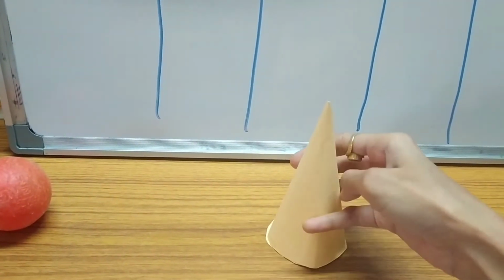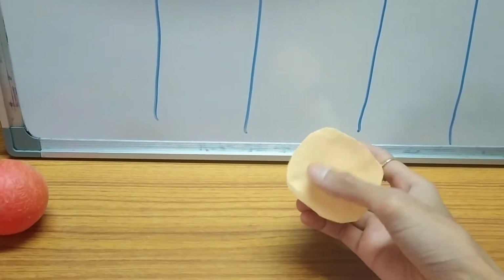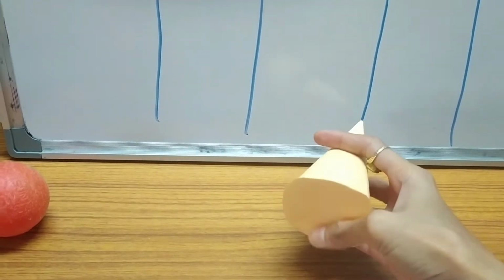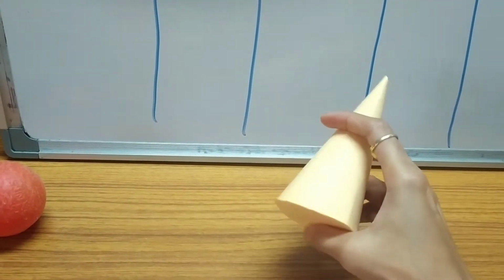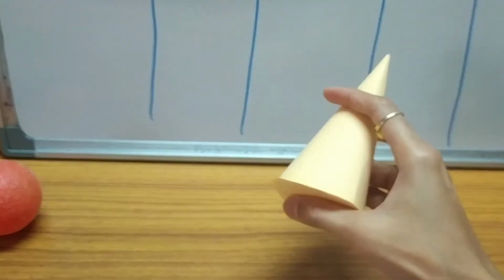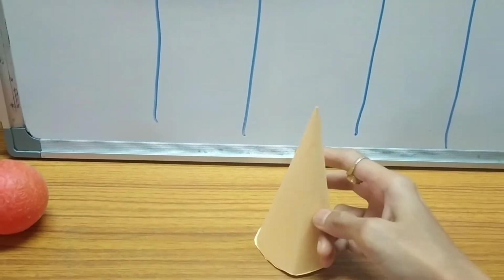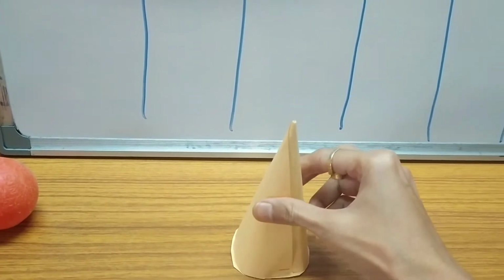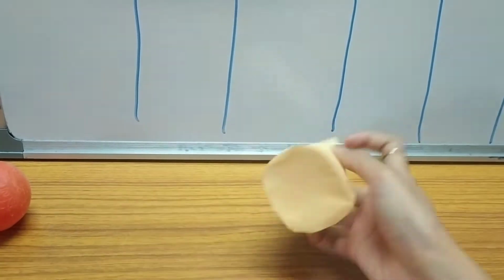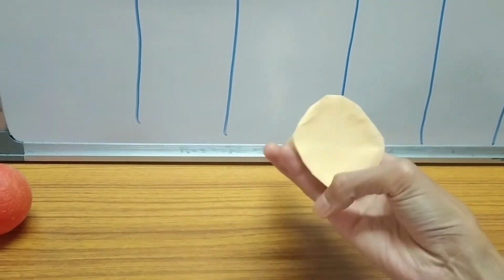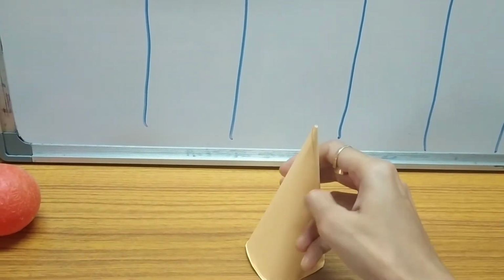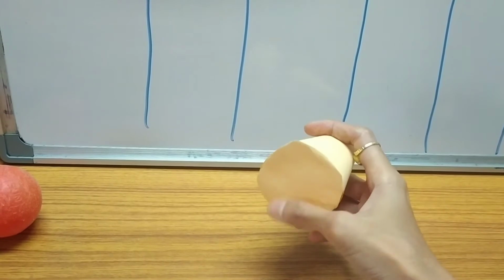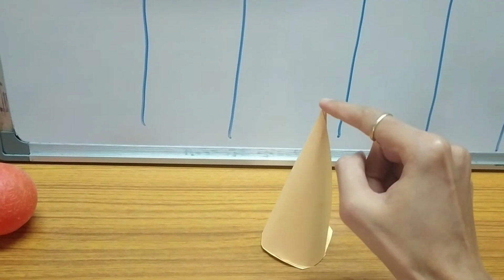So this is the curved surface and this is the flat surface. So how many faces does a cone have? There are 2 faces. One is a flat face and one is a curved face. So a cone has one edge. You can see the edge of the cone. 2 faces, one curved and one flat, and one vertex.